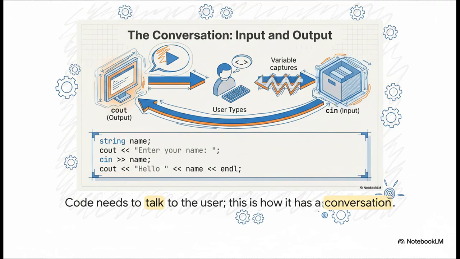Now, a building with no doors or windows isn't very useful, is it? Our programs need a way to interact with the user. In C++, we do this with cout and cin. Just think of cout as the program speaking. It sends messages out to the screen. And cin is the program listening. It takes input in from the user's keyboard. Oh, and that endl, you see? All that does is tell the computer to move to the next line, kind of like hitting the enter key. You put them together, and suddenly you're having a conversation.